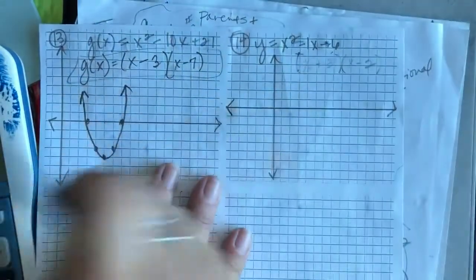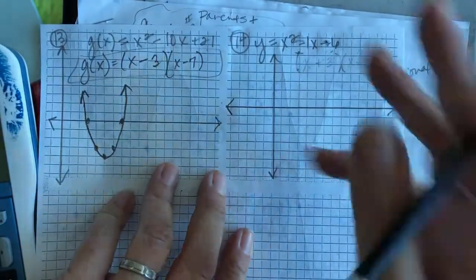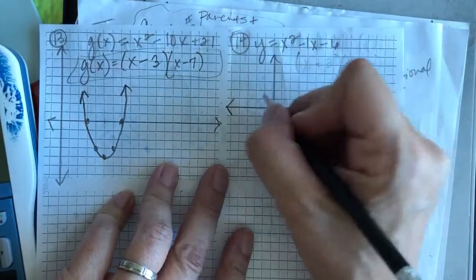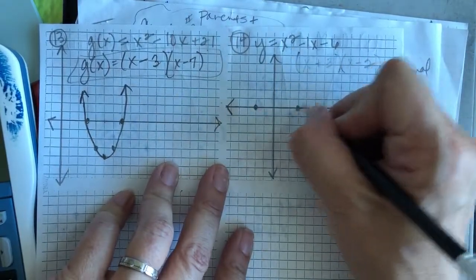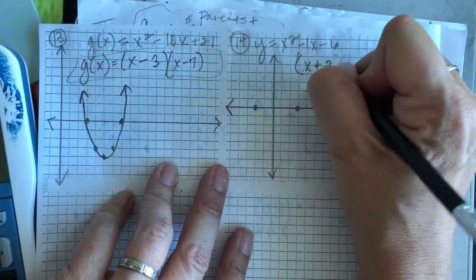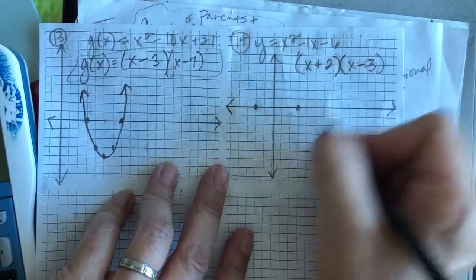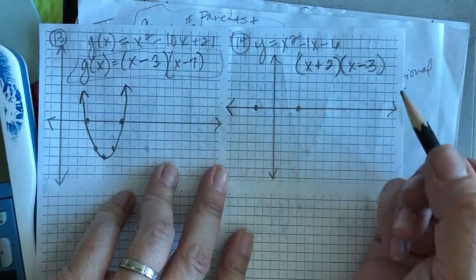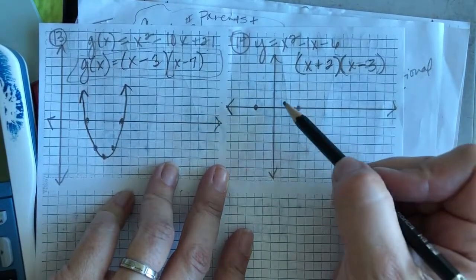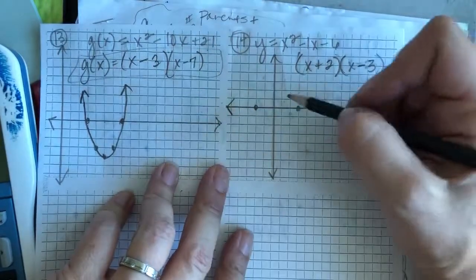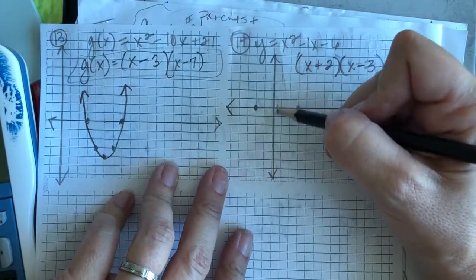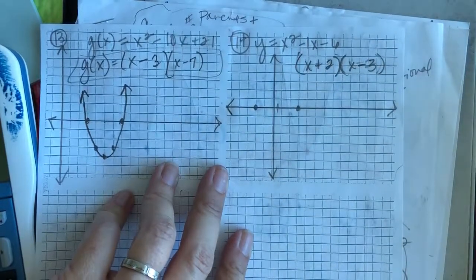What do you guys have marked as your zeros? Okay, I had it backwards. Negative 2, positive 3. So it would have been x plus 2, x minus 3. It's the opposite of what we pull out. And then where's the vertex of this one? Should be down here somewhere. Where's the vertex? 0.5 and something?